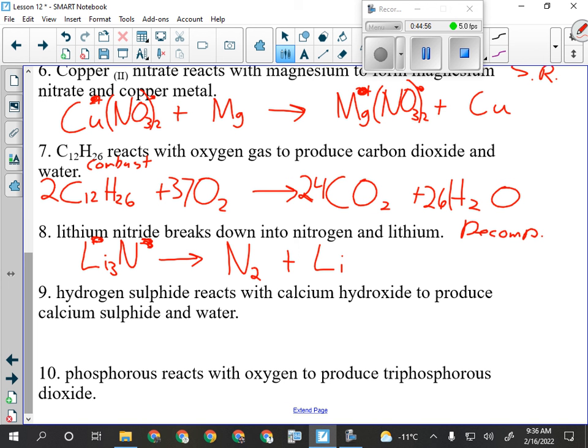I'll balance the nitrogens first instead. How many nitrogens over here? 2. What do I put in front of this to make that work? How many lithiums does that give me now? 6. And now it's balanced. So there's the odd time where you're going to have to think outside the box a little bit. That's one. All right, I'll give you a couple more minutes on the last 2 there.